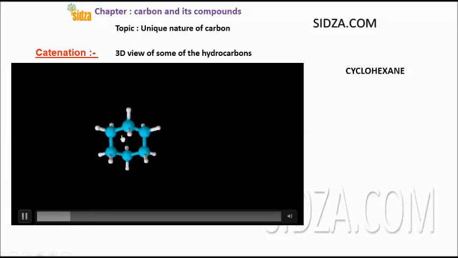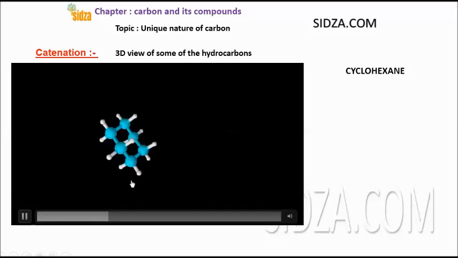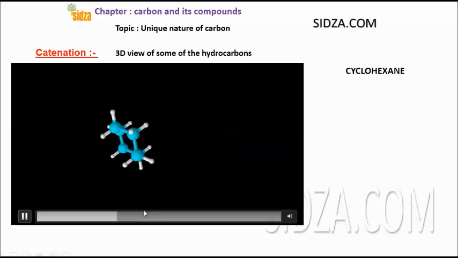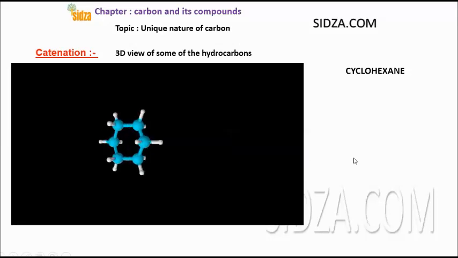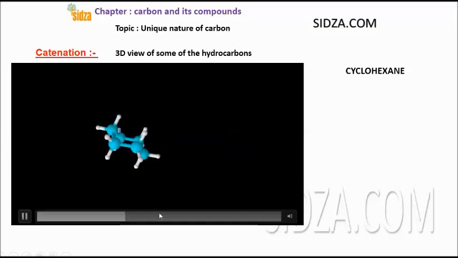You can see. Now I'm going to rotate it. Look at the 3-dimensional view. So these green atoms are what? These are the carbon atoms linked together by a single bond right here, and these white atoms are hydrogen atoms, right? These are the hydrogen atoms attached to it. So you can just see the 3D view of the cyclohexane, and this is a very much stable molecule, right? Very much stable molecule.